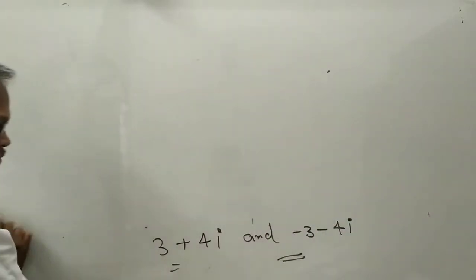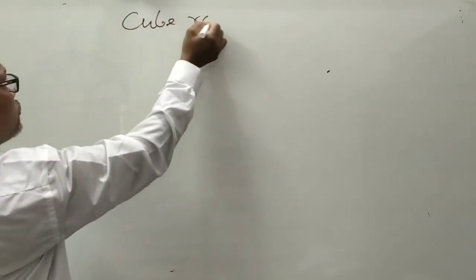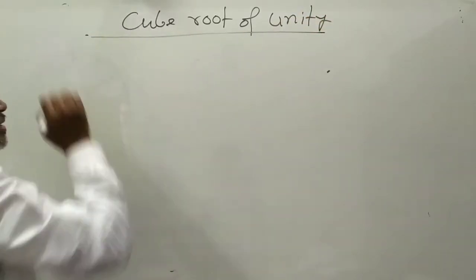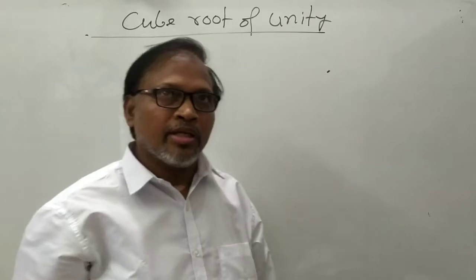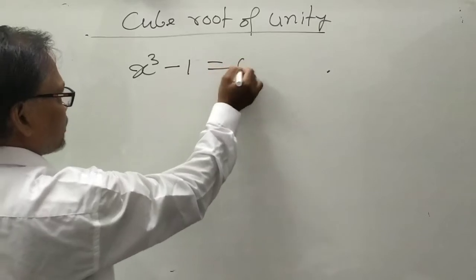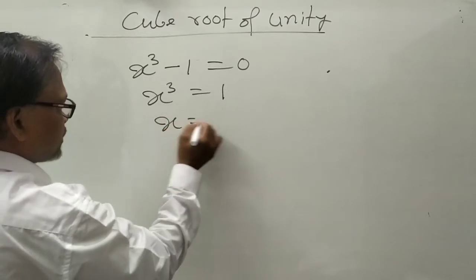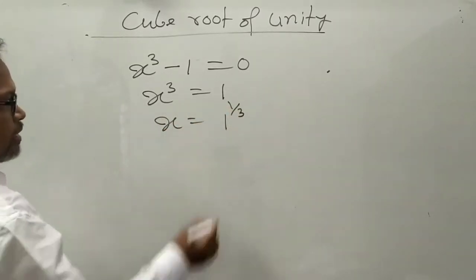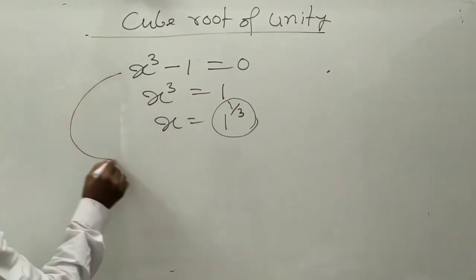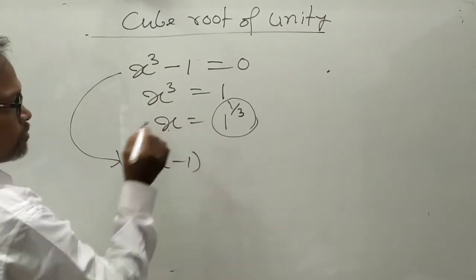Now the next topic is cube root of unity. Cube root of unity. What is the meaning of this cube root of unity? In cube root, as you know, x cube minus 1 is equal to 0. So x cube is equal to 1 or x is equal to 1 to the power 1 by 3. This is called cube root of unity. But when you simplify this, means factorize it, you can say x is cube root of unity in this case.